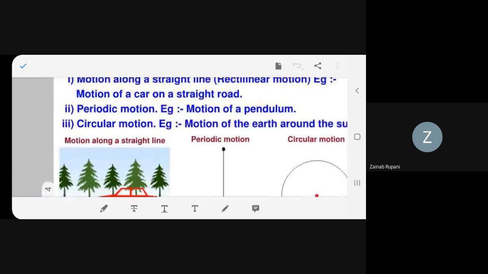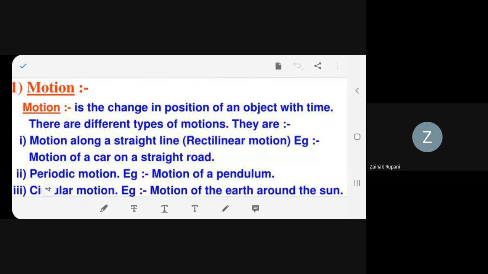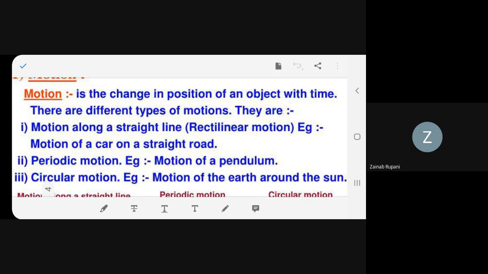So now we are going to do types of motion one by one. First, what is motion? We just did it in the last slide, that the change in position of any object with time is called motion. So, distance upon time, you can say that. Now, we are going to read different types of motions. The first one is a straight line. Which word comes? Linear. Remember, linear is straight line. So, rectilinear motion we will take as motion along a straight line.